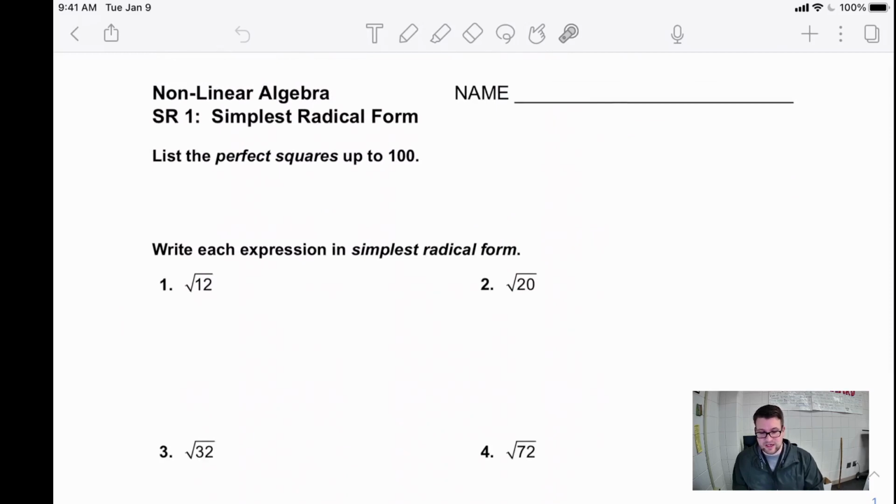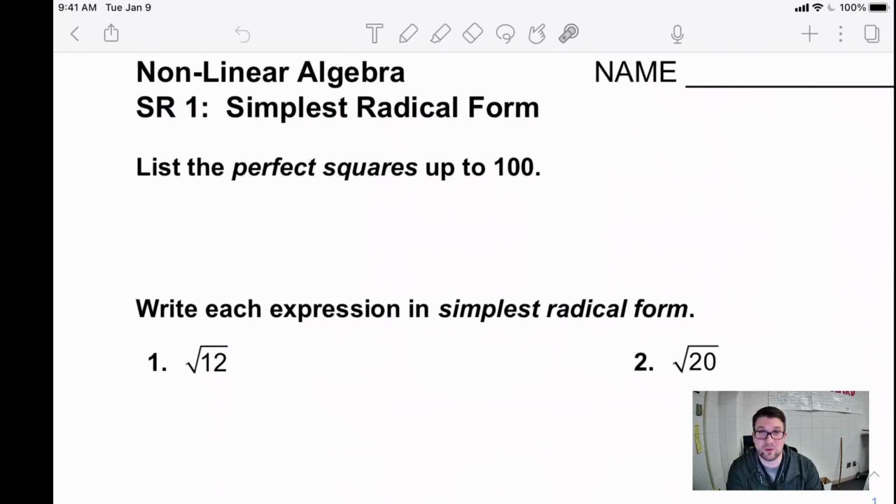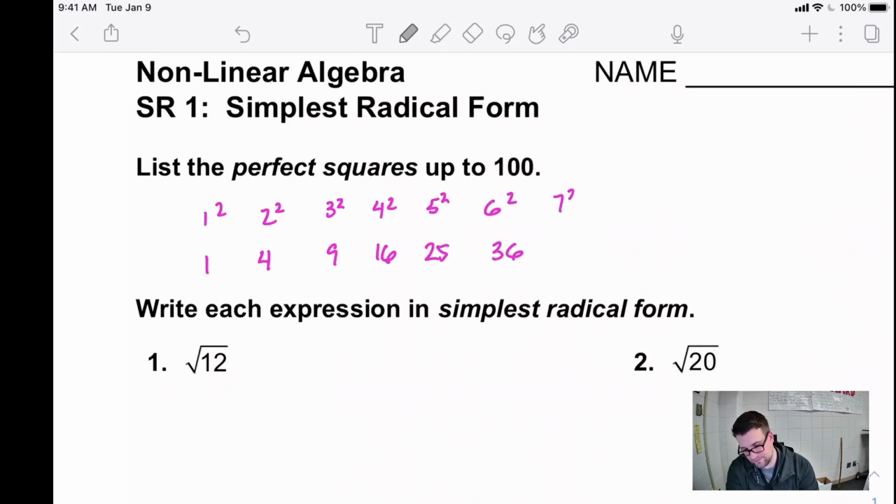Now, just looking at our document here, it says list of perfect squares up to 100. So the perfect squares, as you may well know, are when you take a number and you square it. So let's start with 1. So 1 squared is 1. 2 squared is 4. 3 squared is 9. 4 squared is 16. 5 squared is 25. 6 squared is 36. 7 squared is 49. 8 squared is 64. 9 squared is 81, and 10 squared is 100.